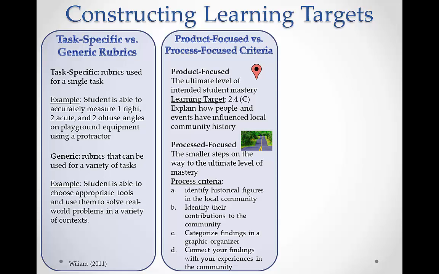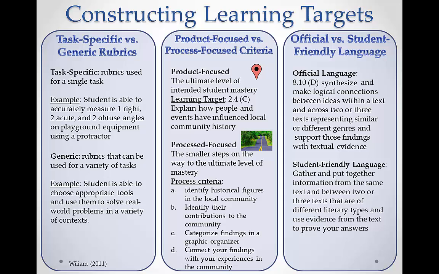This is the ultimate success criteria, but the process-focused criteria tells us the smaller steps on our way to get to the product-focused criteria. Students would need to identify historical figures, identify their contributions, categorize their findings, and connect their findings with their own experiences from the community. These steps give students a clear map to follow in order to arrive at the overarching product-focused criteria. Be careful, however, not to constrain some of the advanced students that think outside of a clear path. They often may be able to arrive at a product-focused criteria by taking a different path.